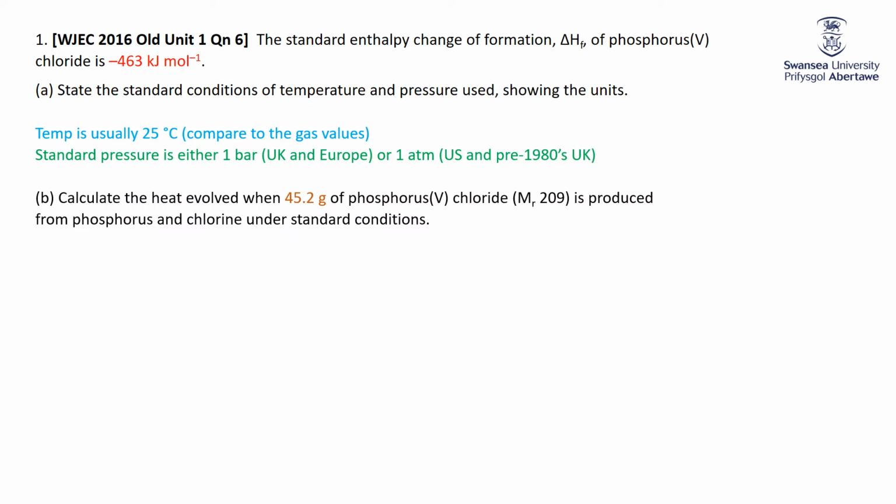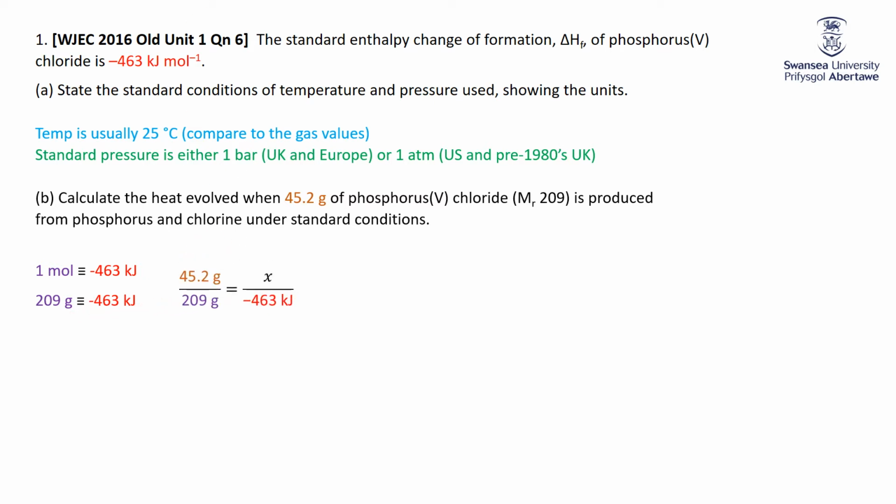Now, what we're doing here is we're taking 45.2 grams of phosphorus chloride, and you're told the molar mass from this, and you're asked how much heat's coming off, knowing, of course, this standard enthalpy change of formation. Well, that minus 463 kilojoules per mole means that 1 mole has a heat change of minus 463 kilojoules. And 1 mole, of course, weighs 209 grams. So therefore, 209 grams is associated with minus 463 kilojoules.